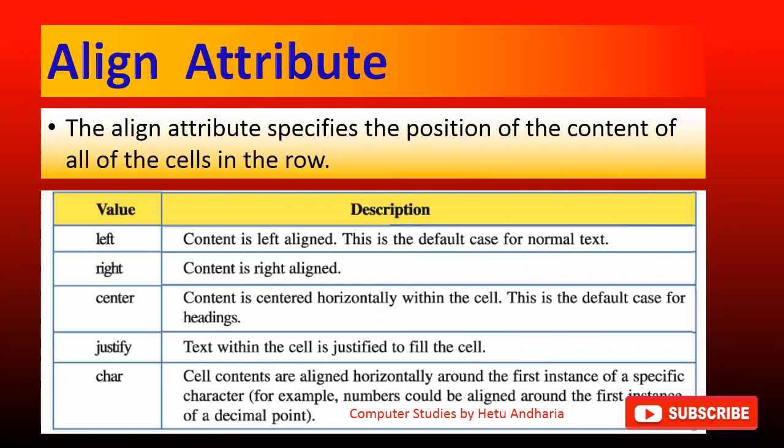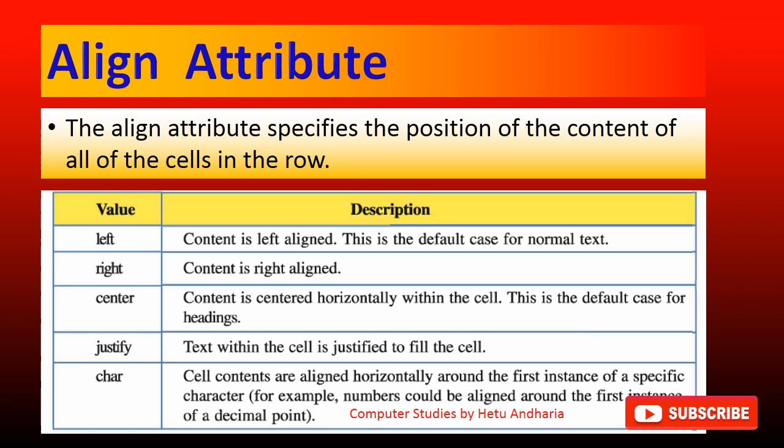The align attribute could be used at any place. Either you can align the content of a specific row or of the whole table. And here align has 5 values. The first value is left. If you type align is equal to left, then the content will become left aligned. This is the default case in text format. Then right, you all know, center you also know, justify you also know, it is the same as in Microsoft Word.